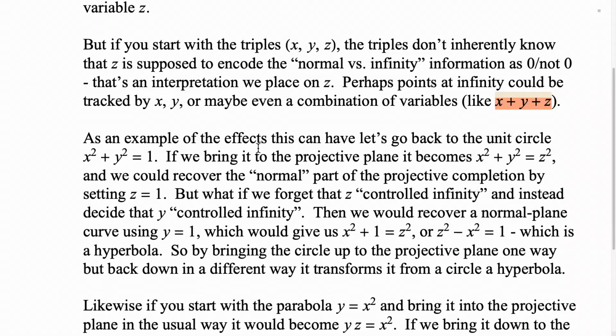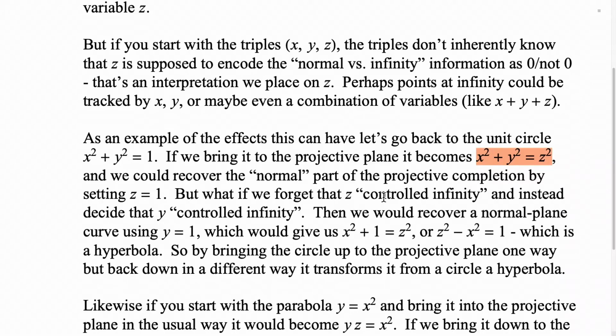So as an example of the effects this can have, let's go back to the unit circle x squared plus y squared is 1. When you bring this into the projective plane, it becomes x squared plus y squared is z squared. And if you wanted to bring this back down to the regular unit circle, you can recover the normal part of that completion by putting z is equal to 1. Remember that dehomogenizes it, takes the z out.